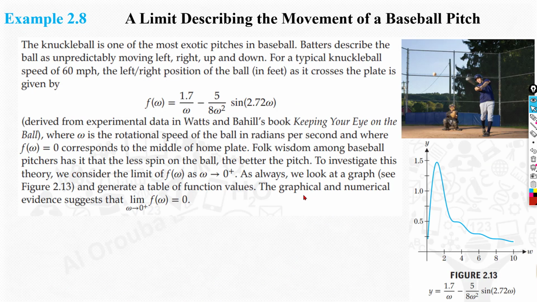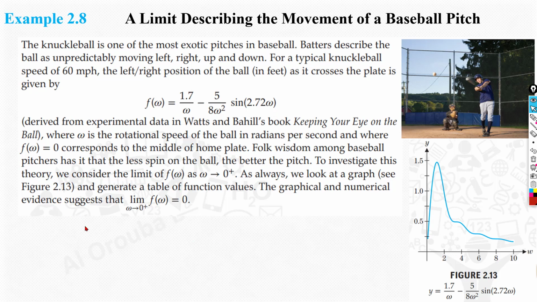And the last real world problem, we'll quickly go through this. The knuckleball is one of the most exotic pitches in baseball. Batters describe the ball as unpredictably moving left, right, up and down. For a typical knuckleball, at a speed of 60 miles per hour, the left or right position of the ball in feet as it crosses the plate is given by this particular equation.